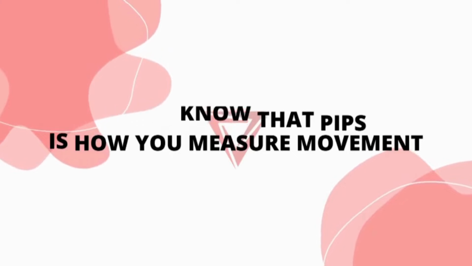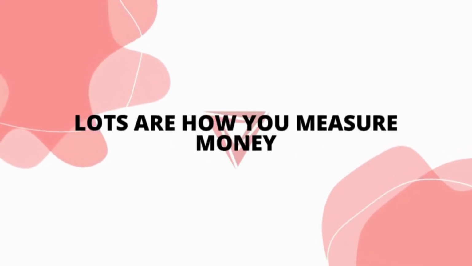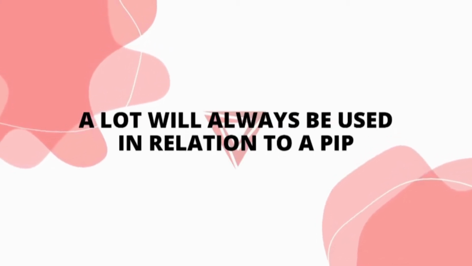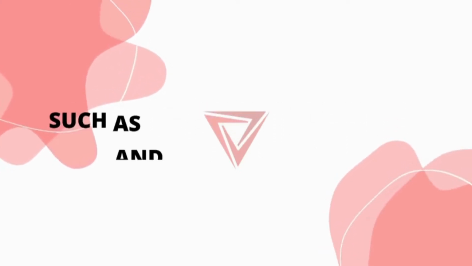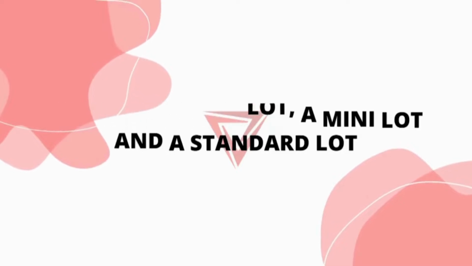What is a lot? A lot is how we measure money. So we know that pips is how you measure movement. Lots are how you measure money. A lot will always be used in relation to a pip. There are different types of lots, such as a micro lot, a mini lot, and a standard lot.